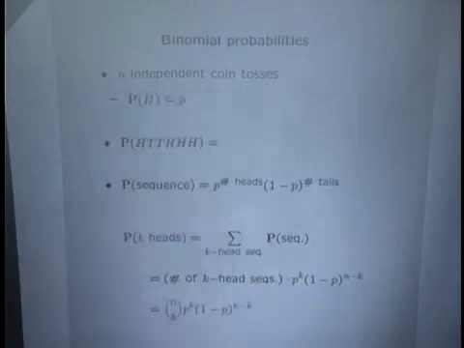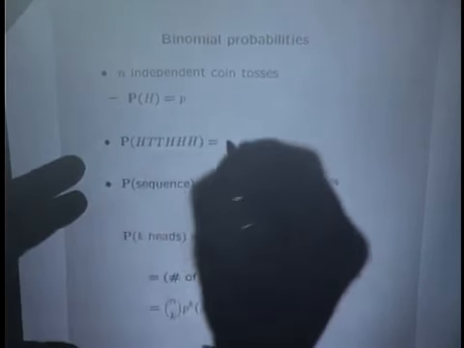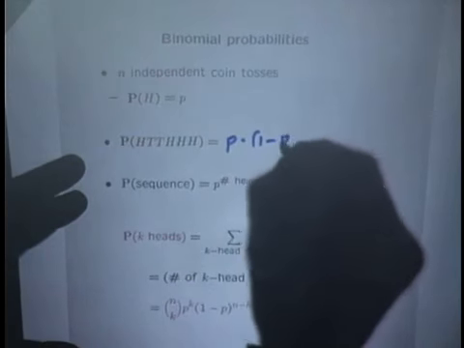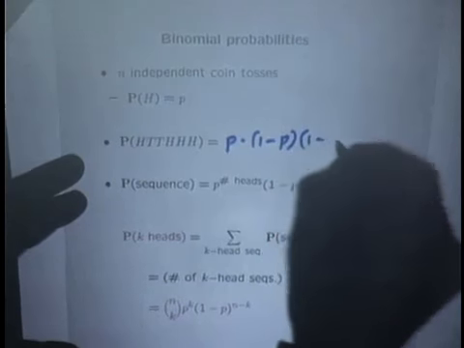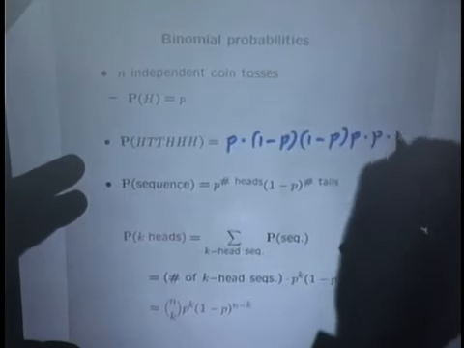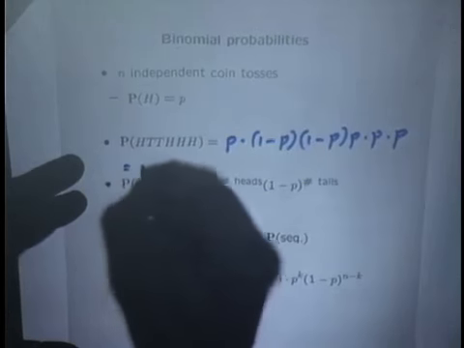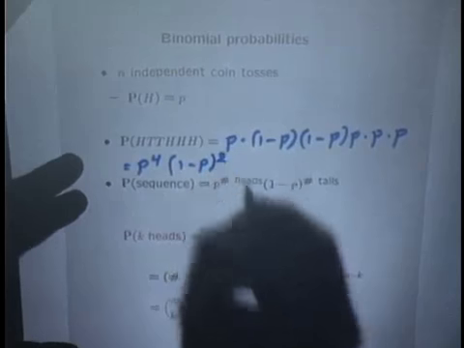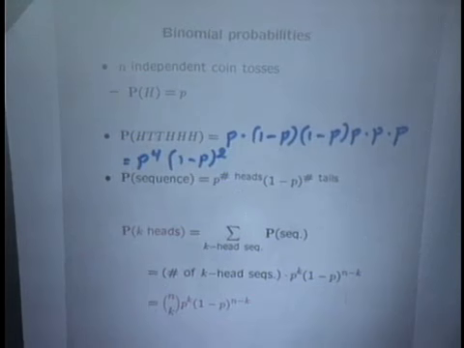Because of independence, we can multiply probabilities. So it's going to be the probability that the first toss results in heads, times the probability that the second toss results in tails, times the probability that the third one results in tails, times probability of heads, times probability of heads, times probability of heads, which is just p to the fourth times 1 minus p squared. So that's the probability of this particular sequence.